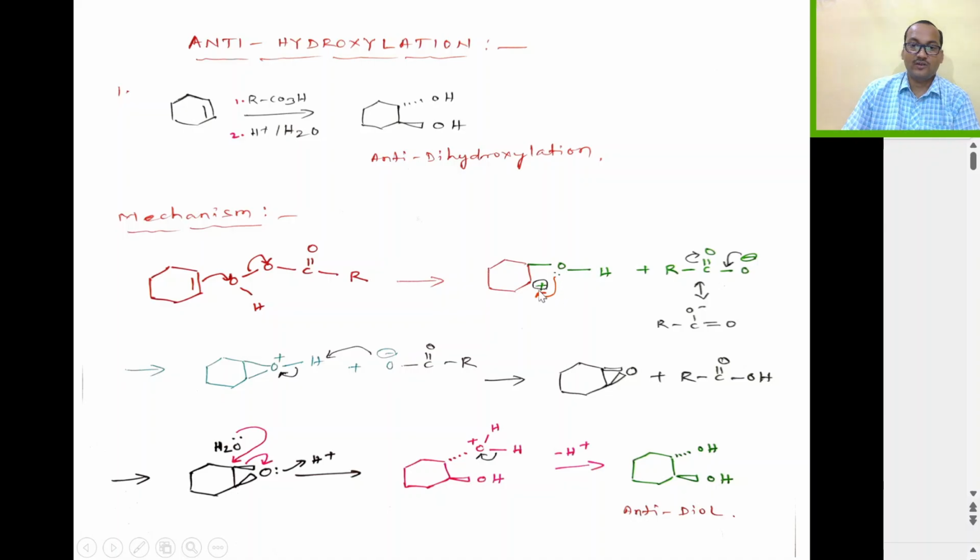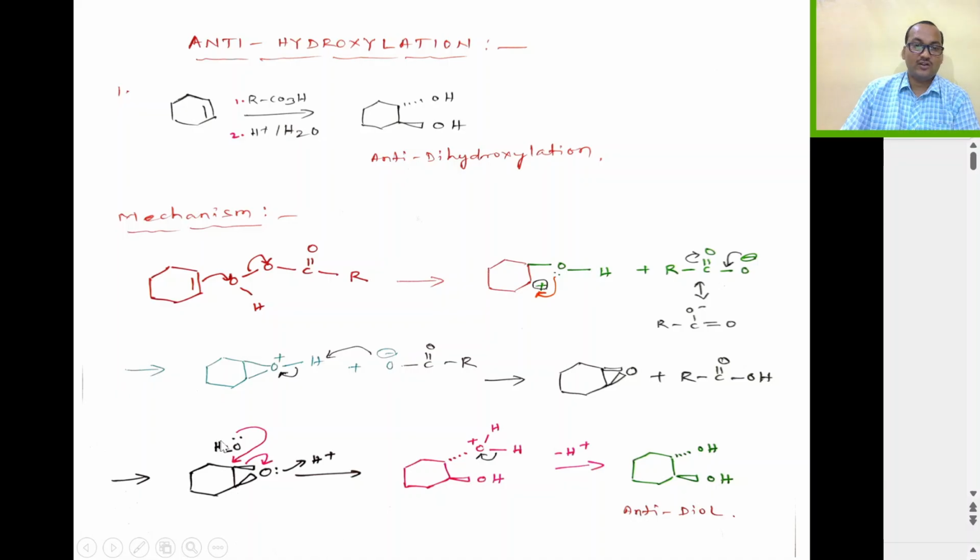So the oxygen lone pair will attack this carbocation center here. So as a result, you end up with this three-membered compound here. Once you get this O plus here, RCO2 minus will take the proton, and this OH bond will break on O plus. So as a result, you end up with this epoxide and carboxylic acid.